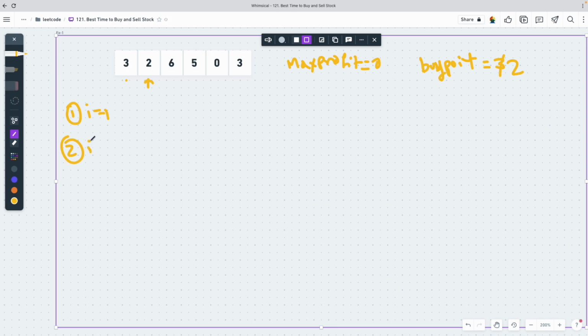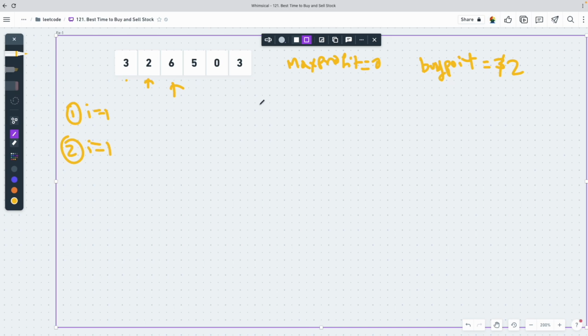So in the second iteration, when I equal to 1, we are here. So we have to check again if this can be the new buy point. Can 6 be the new buy point? 6 is greater than 2. So 6 can't be a buy point. You can't buy at a higher price, but you can sell at a higher price. So 6 can be a sell point.